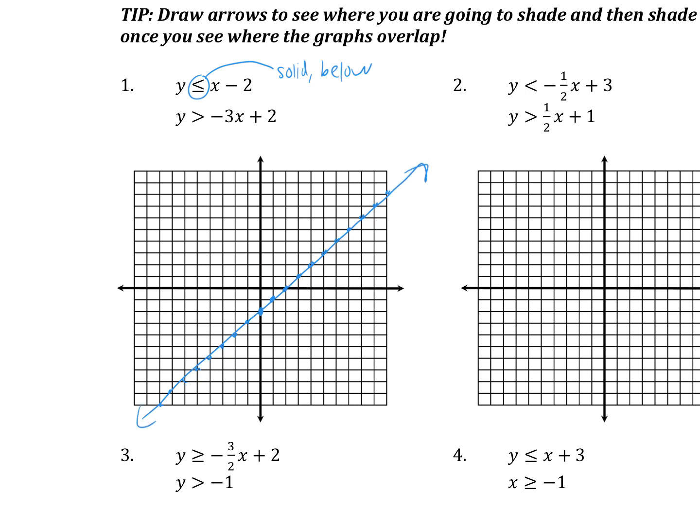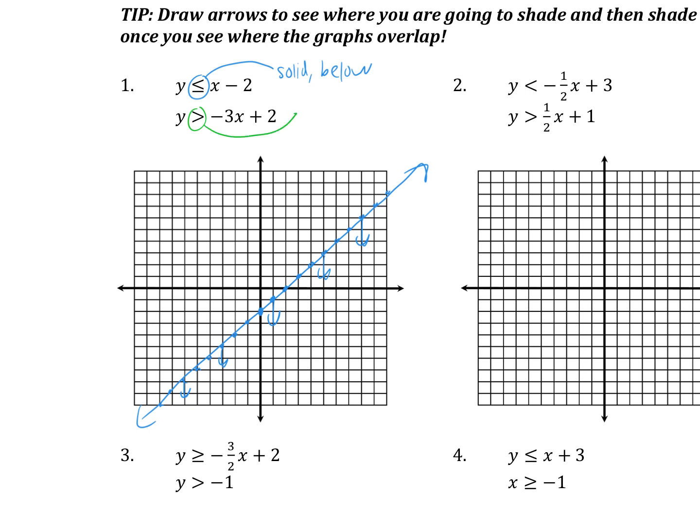Here's what I want you to do, okay? Just draw some arrows below here, to show we're not sure where we're going to shade yet, but this will give us an idea. We can see where they overlap once we graph the other equation, or inequality.